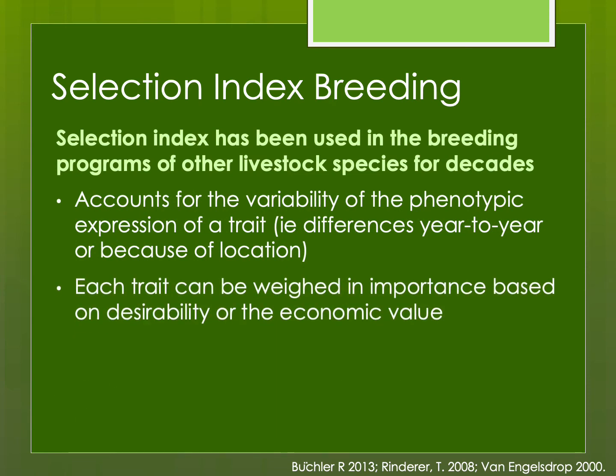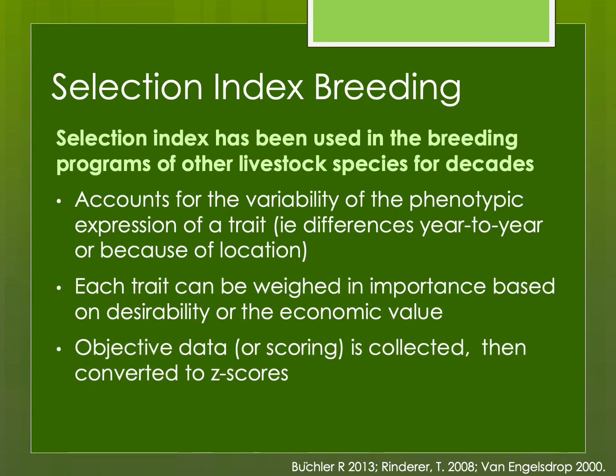So one way to get around some of these things, one way to get around variability like year to year, because of the location, is to use selection index breeding. And like I said, this type of breeding program has been used in other species of livestock for many decades. It has not been used as much in honeybee breeding. Basically, you collect data, whatever that is. It could be how many pounds of honey is harvested, or it could be the percentage of mites on a mite wash done at the same time in all of your colonies. It could be just a scoring: is this colony a high number in defensiveness or a low number?